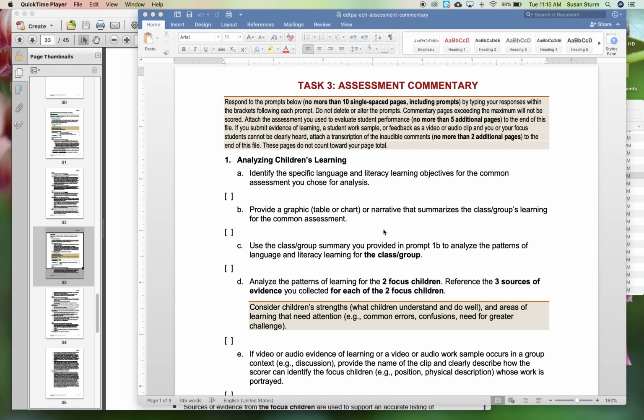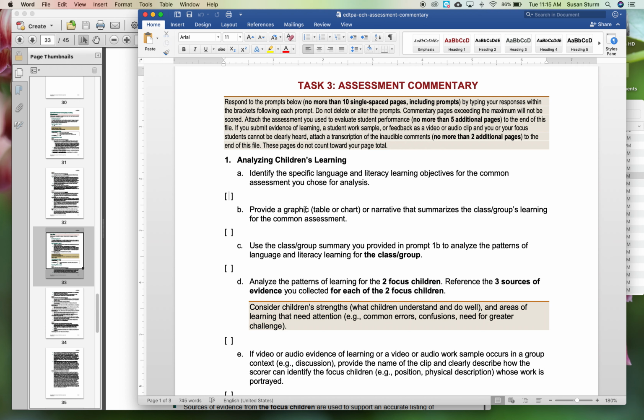And then they also want you to talk about your whole class. So you've got the class and or the group, because remember, class and small group are kind of the same thing for the edTPA. So you don't have to have the whole class, but your whole small group, and then your focused children. So this task is going to go back and forth between the whole group and the 2 focused children. So the first one is to identify the specific language and literacy learning objectives for the common assessment that you chose for analysis.